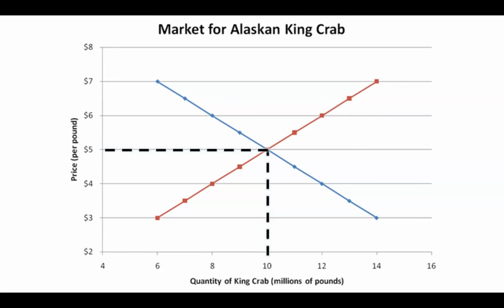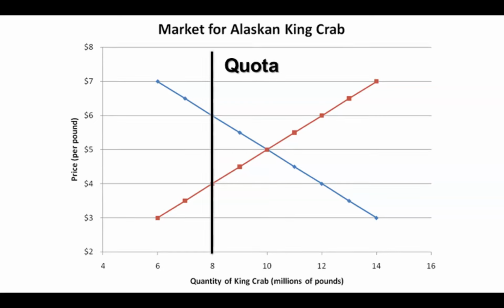So we could say that in the market for king crab left alone, there'd be 10 million pounds of crab at $5 a pound. But the government says, no, no, no. If we fish 10 million pounds of crab, there'll be no king crab left. So let's set a quota, a maximum amount at 8 million pounds of crab. So what does that do to the market?